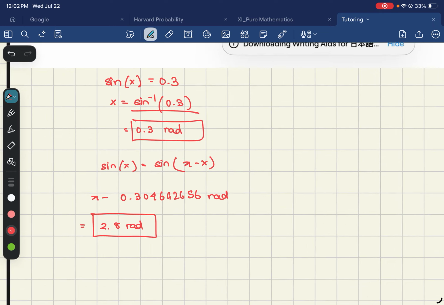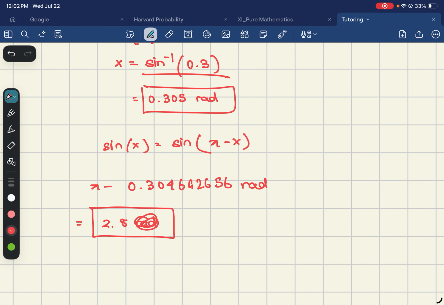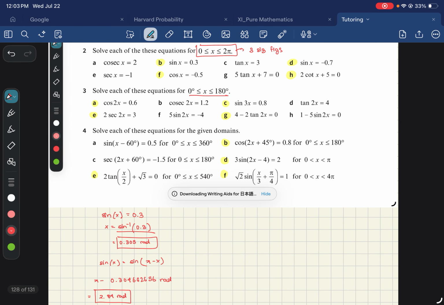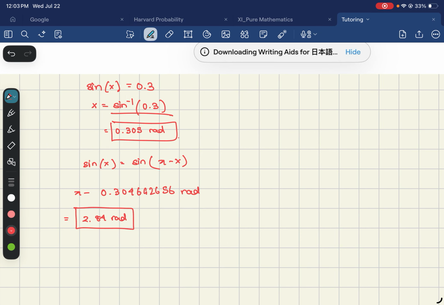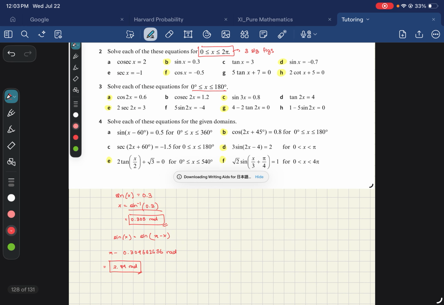So if I have to round everything off to 3 significant figures, 0.305 radians is going to be your answer here, and 2.8. So the textbook is not consistent. I'm not sure why. Maybe there is a convention that I'm not aware of as of now, but we're going to follow the textbook. So these are your 2 solutions to 3 significant figures for radians: 2.84 and 0.305. Because we're only working from 0 to 2 pi, for this domain restriction, for sine of x equal to some value, you only have 2 solutions. All right, so we're done with B.